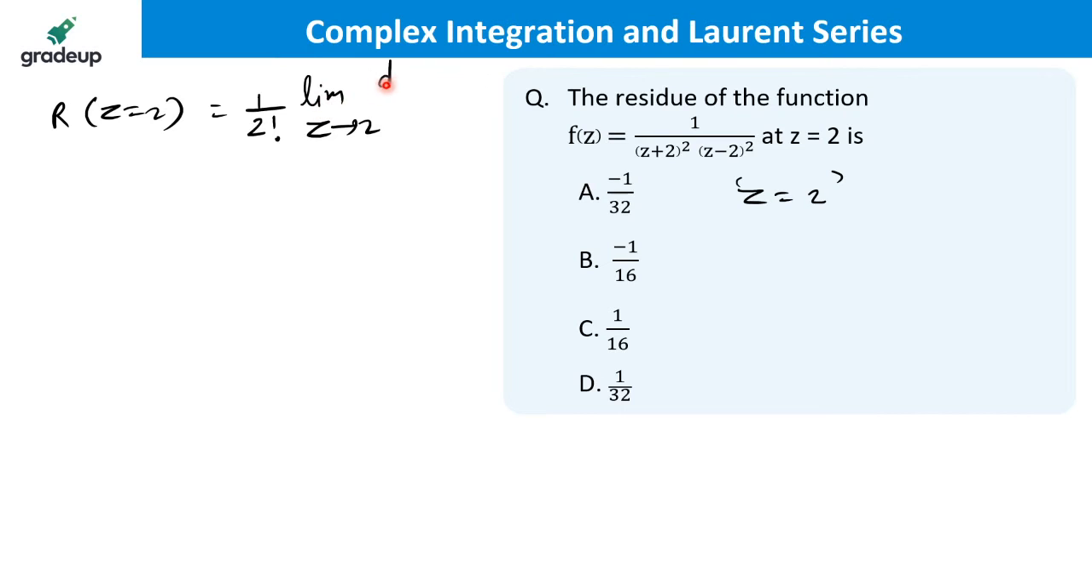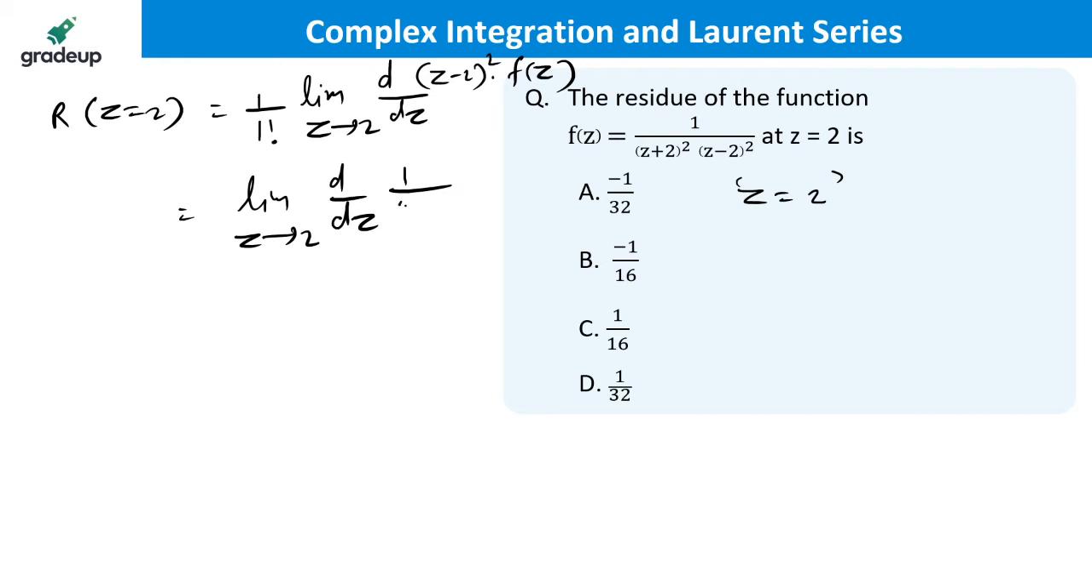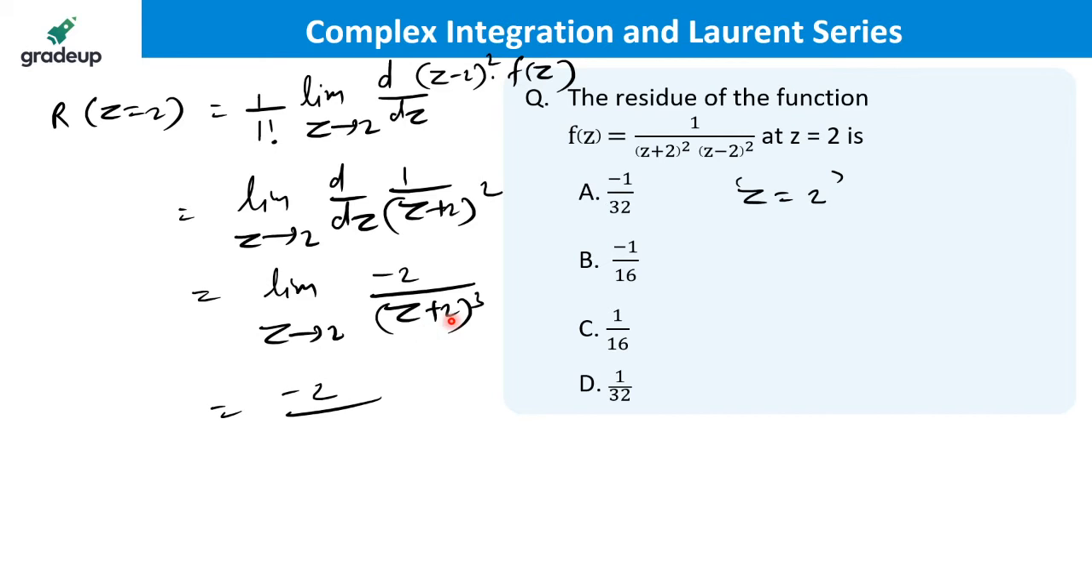So nth derivative. It is repeated 2 times, so the nth derivative will be the first derivative, and here z minus 2 square into f of z. 1 by factorial 1 is 1. z tending to 2, z minus 2 square gets cancelled. So 1 upon z plus 2 square, d by dz. Differentiation of this will be minus 2 upon z plus 2 cube. Put z equal to 2. We get minus 2 upon 2 plus 2, which is 4, 4 cube is 64. So minus 1 upon 32.